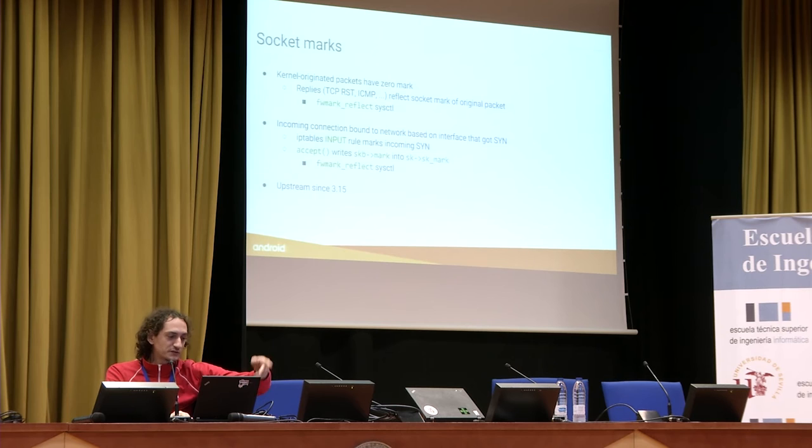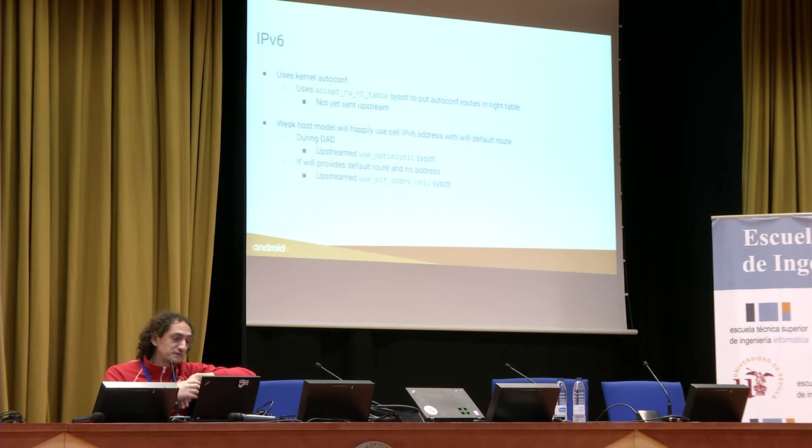And there's a syscall that we added that was upstream for that. Incoming connections need to be bound to the right network based on where the SYN packet arrived, because an application just wants to listen to ::. It doesn't want to listen to :: on a particular network. So the accept syscall will write the SKB mark into the socket mark. These are upstream since 3.15.